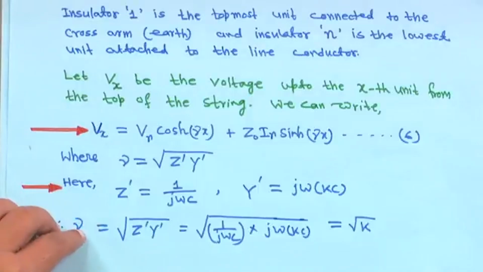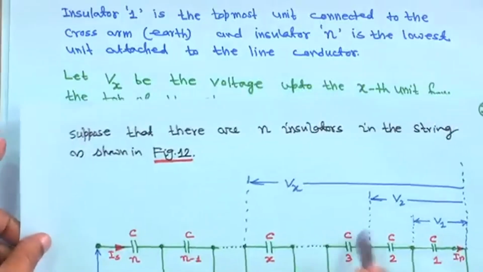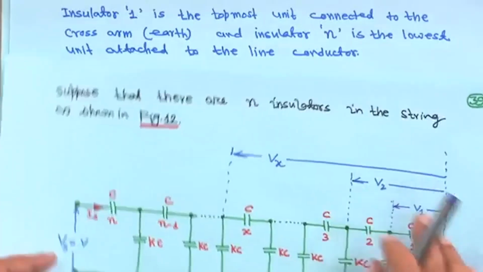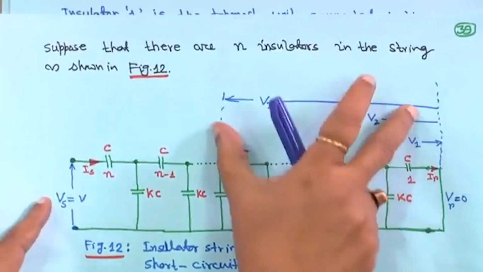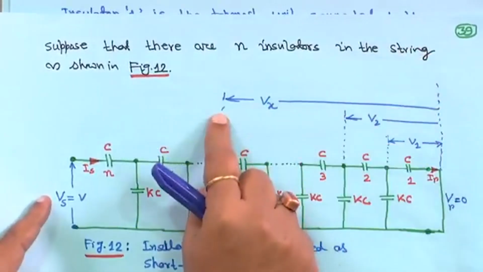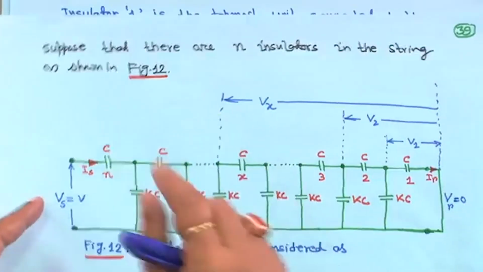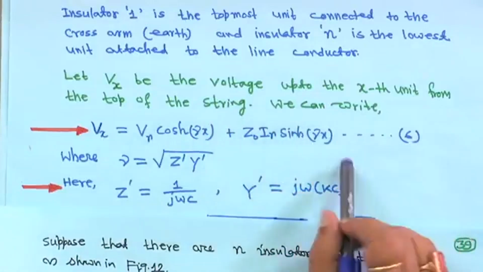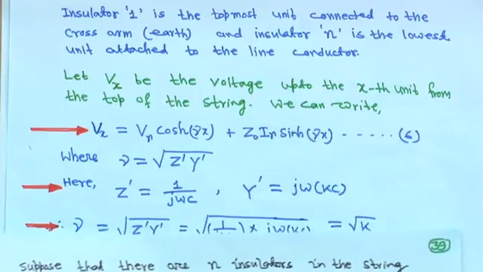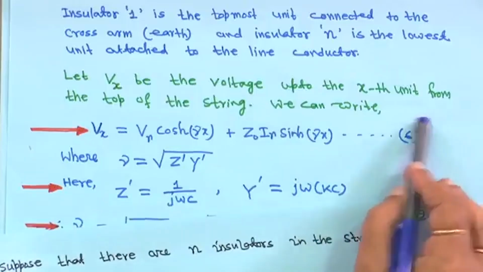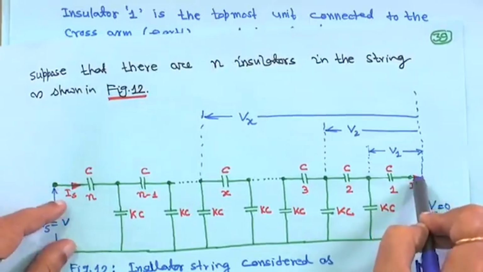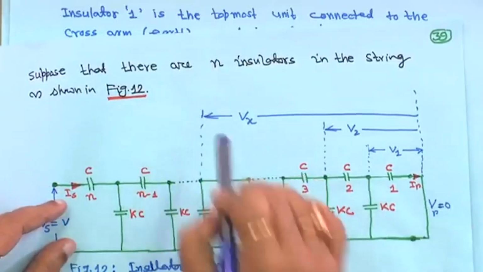Vx is the voltage from here to here, as we have done for the transmission line, where we found the voltage Vx at a distance x. Here, in a similar way, let Vx be the voltage up to the xth unit from the top of the string. This is the top of the string, meaning the tower side, from here to here.